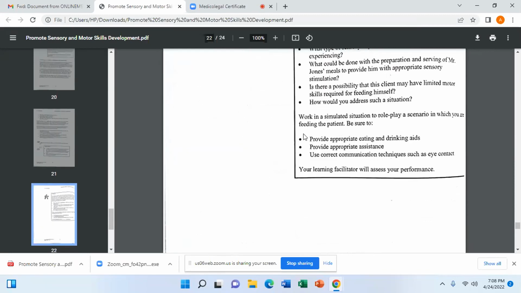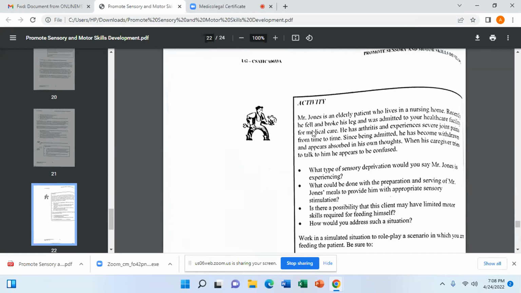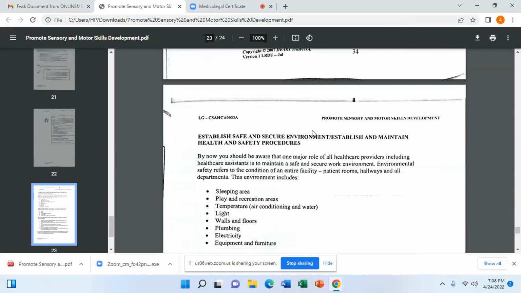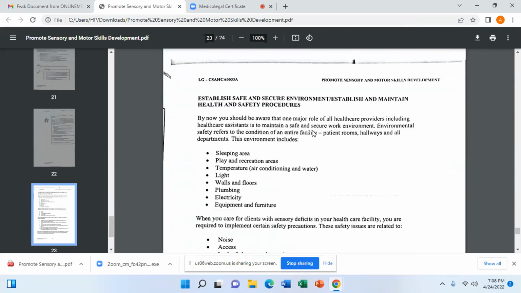And then there was another activity, so you can go through that as well.